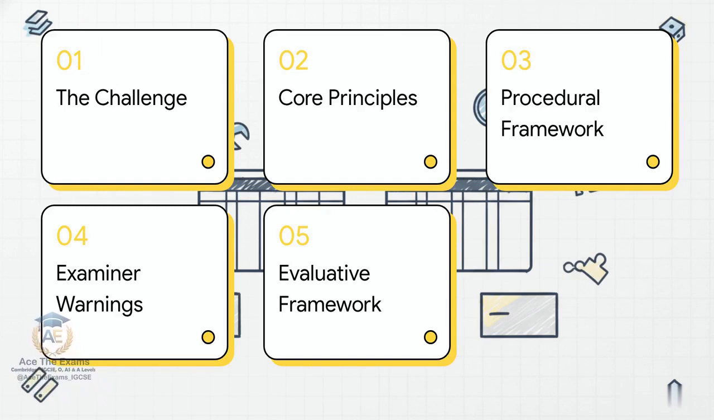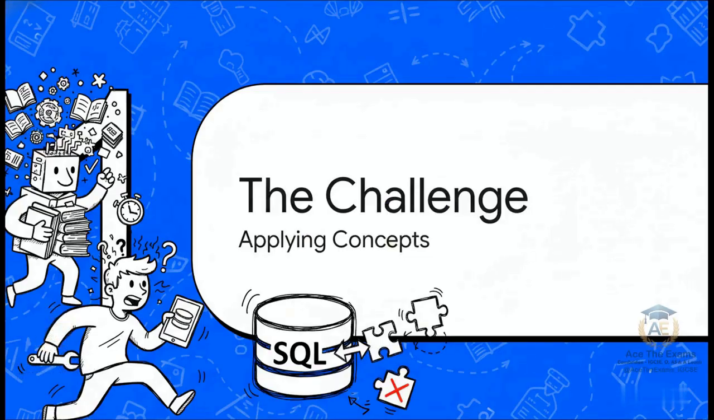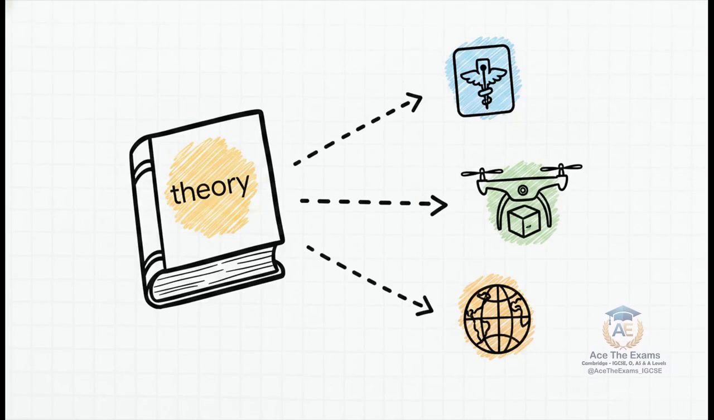Let's get into it. Okay, let's start by addressing the biggest hurdle students face right out of the gate in Section 1, the challenge. Our source material reveals something fascinating. Students actually don't struggle with the basic syntax of typing out alter table. I mean, the code itself is pretty straightforward, right? The primary challenge, and this is where most marks are lost, is applying these theoretical concepts to the entirely unfamiliar, weird, and wonderful contexts Cambridge throws at you.